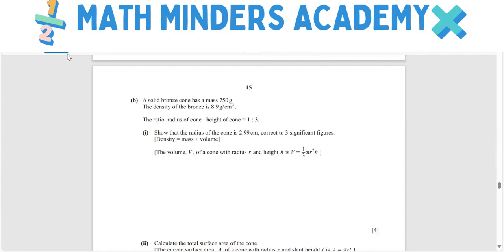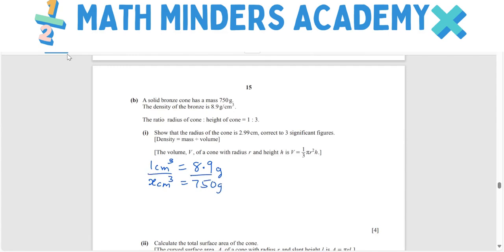So here we have 1 cubic centimeter. The density of the bronze is this per cubic centimeter. So this is the same thing as 8.9 grams, okay? Now, we don't know how many cubic centimeters that will be equivalent to 750 grams, okay? So we are going to find that.